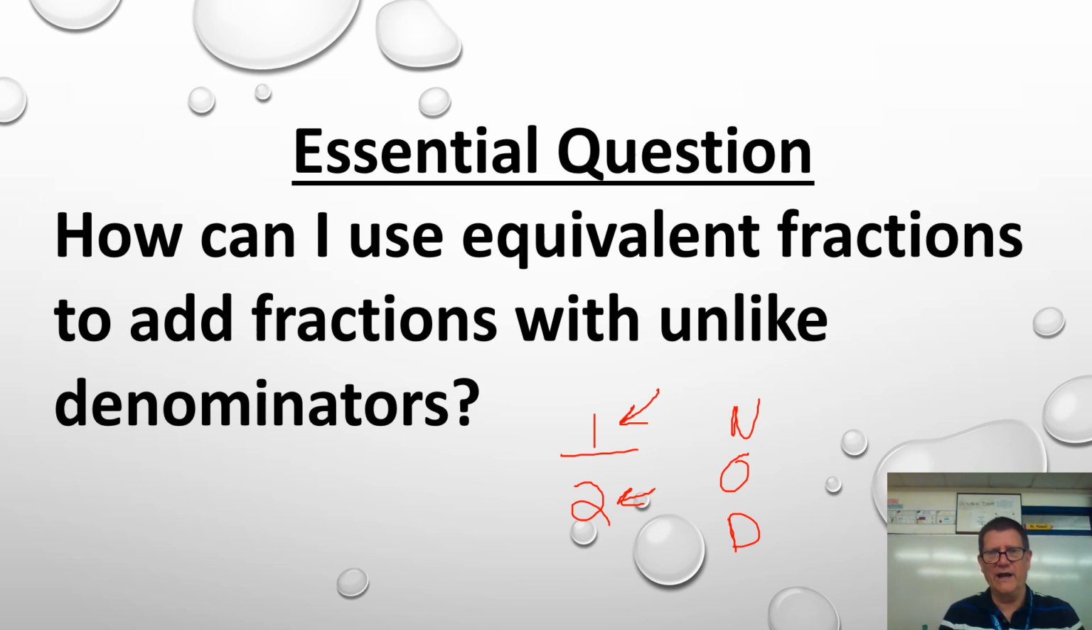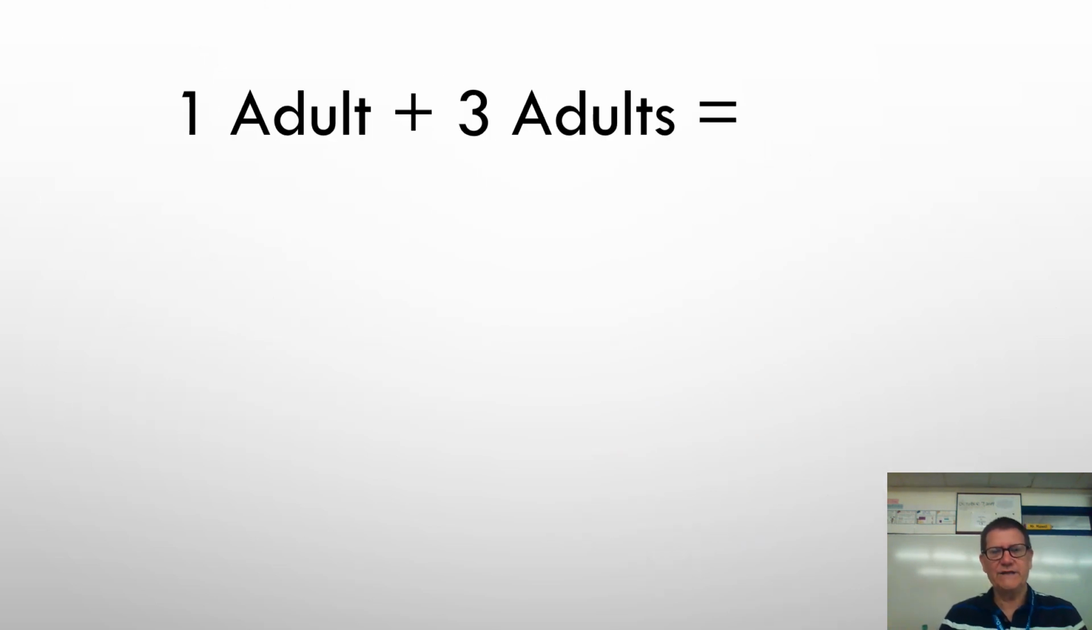So when we have unlike denominators, which is the bottom number, how do we add those? Let's take this for instance. If I had one adult plus 3 more adults, what would I have? Hopefully you said 4 adults. That just makes sense. Because we have 1 in the classification of adults plus 3 in the classification of adults. They're the same, so I can just add them together.